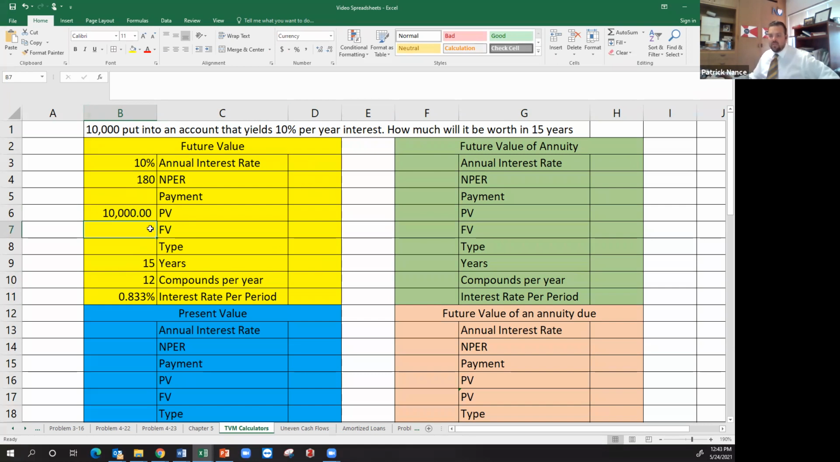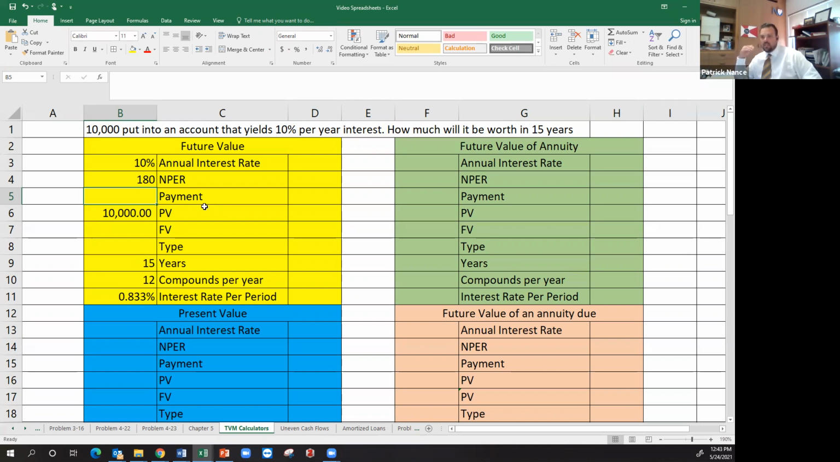I'm going to look for my future value, so I write a formula in there. Payment, we're not really going to use on this one. I put it in there because it is a variable in the formula. But a payment would be if I was putting money into this account regularly as well.